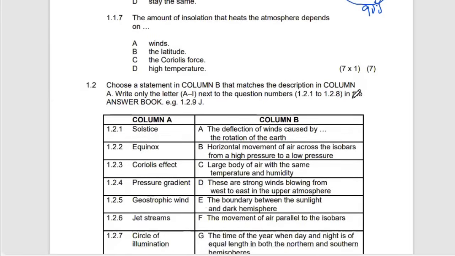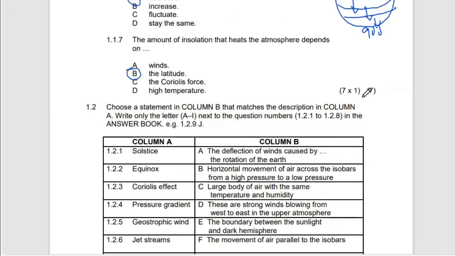Moving on to the next question: the amount of insolation that hits the atmosphere depends on what? Is it wind? Is it latitude? Is it Coriolis? The correct response, if you are seeing correctly, we can figure out that it must be latitude, like what we were saying here.